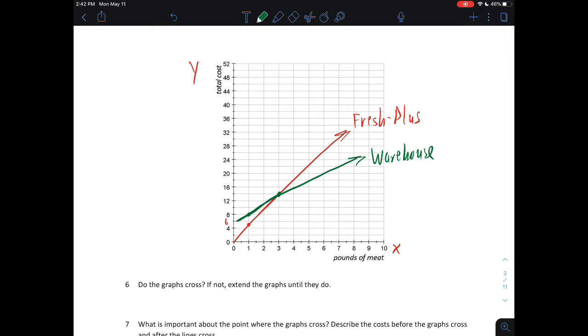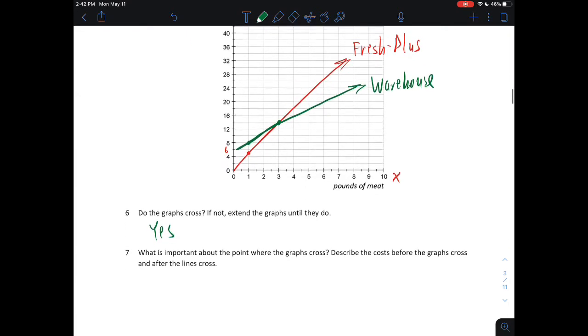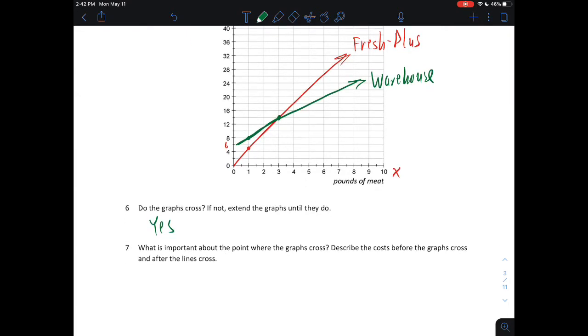And we just answered the next question. Do the graphs cross? If not, extend the graphs until they do. So we just happened to figure out that they crossed, and you can see that in the graph that I have here. So number 6, the graphs do cross. So then number 7, what is important about the point where the graphs cross? Describe the costs before the graphs cross and after the lines cross.